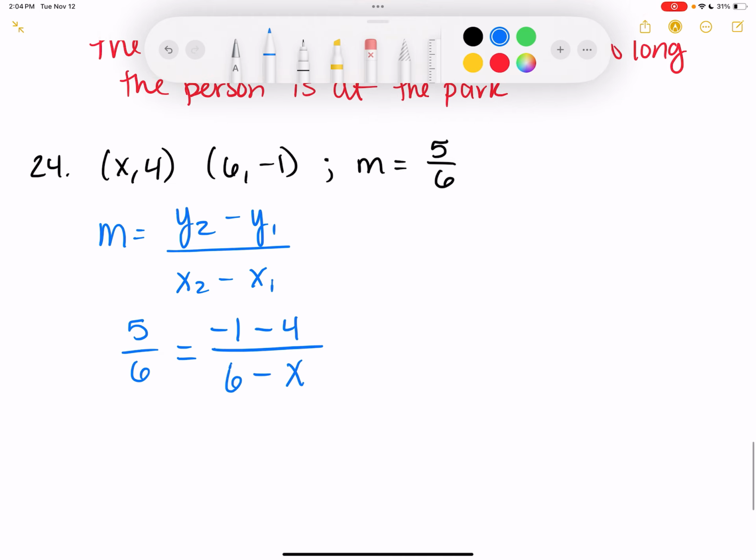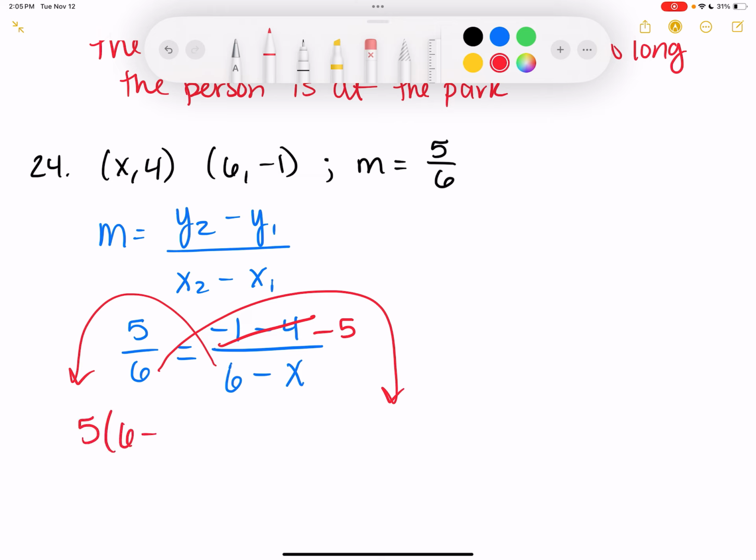What is -1 minus 4? Negative 5. -5. So I'm just going to put a line through it and rewrite it that way so I don't have to do it again. Now, at this point, does this look like something we've solved before? Cross multiplication. So I'm going to have 5 times 6 minus x equals 6 times -5, which is -30.